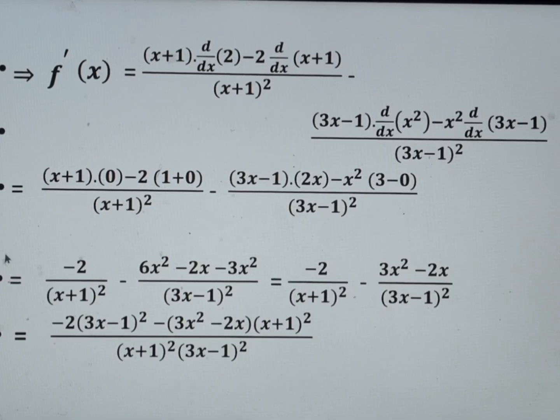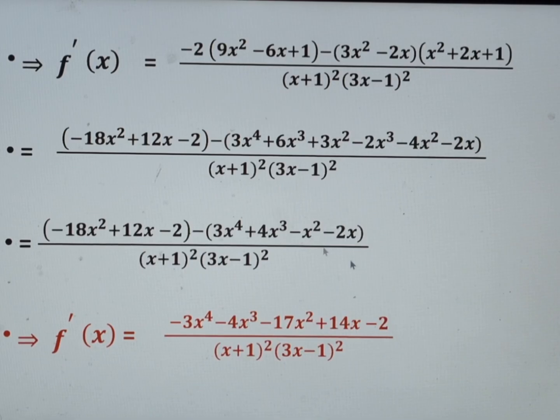Now solve it. So we get minus 2 over (x plus 1) square minus (3x square minus 2x) over (3x minus 1) square. Now taking LCM, (x plus 1) square (3x minus 1) square, and solve the terms. So we get f dash x equal to minus 2 (9x square minus 6x plus 1) minus (3x square minus 2x) (x square plus 2x plus 1) over (x plus 1) square into (3x minus 1) square. Now solving these terms.